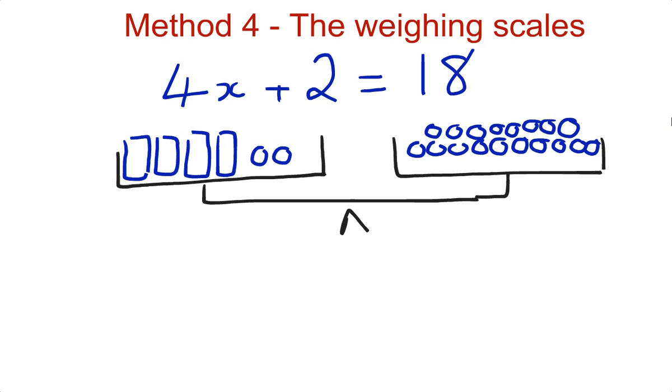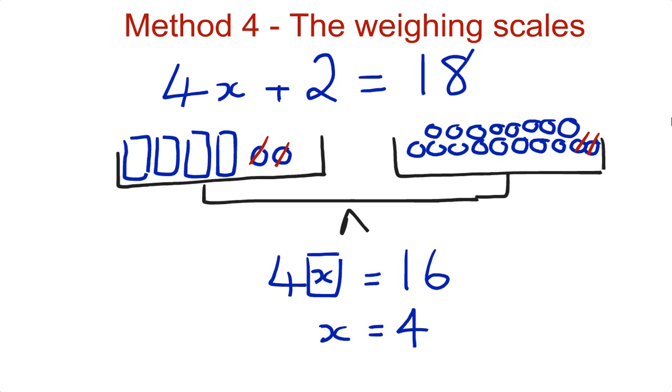Now, because it's an equation, we can say that it's equally balanced. Well, what would happen if I took these 2 coins off? The balance would tip. So in order to keep it balanced, I'm going to take 2 coins off this side as well. So now I have 4 boxes, 4 somethings is equal to 16. 4 somethings is 16. Well, that just means that x is 16 divided by 4, which is 4. And there we have the 4 different methods.